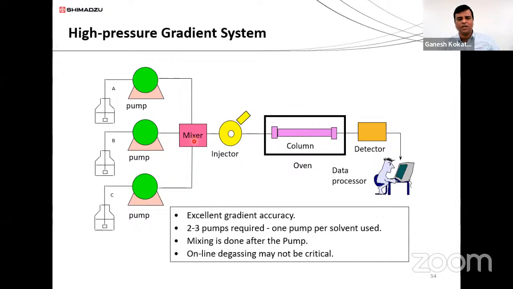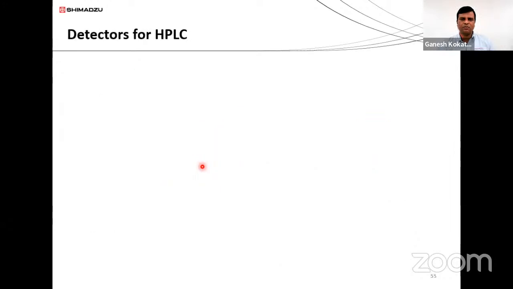In that scenario, online degassing may not be so critical, because after pumping, whatever evaporation or exothermic reaction takes place, takes place over there, and obviously air bubbles and everything are gone in the pump, so it will not play any huge role in the high pressure gradient. But it has excellent gradient accuracy. Two to three pumps are required and mixing is done after the pumping. So these are the two major differences between high pressure and low pressure.